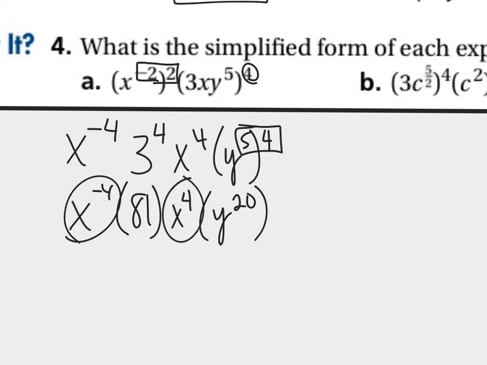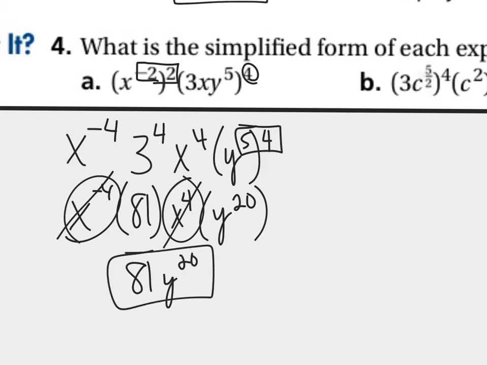And then if you look at these x's, all these are being multiplied, so we can add our exponents. Negative 4 plus 4 is 0. So that's x to the 0 power, which is equal to 1. So basically those cancel each other out. And we're left with 81 y to the 20th.